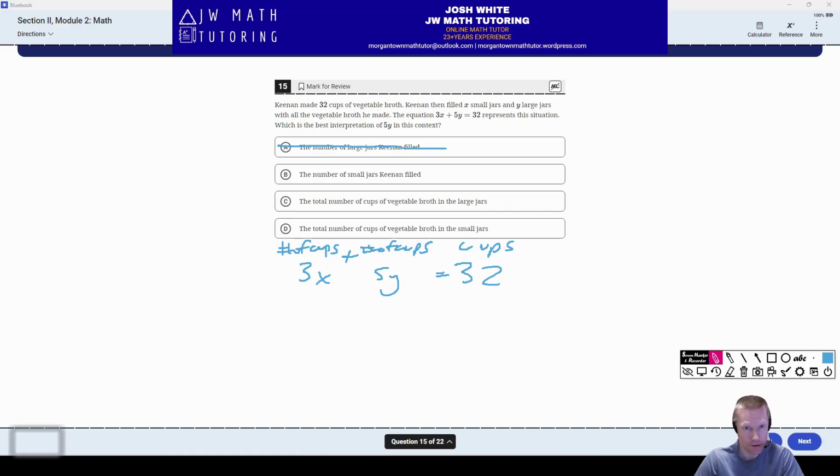So, okay, I just basically eliminated A and B. It's not the number of jars. It has to be the total number of cups. And then notice y is the number of large jars. So therefore, the correct answer for this has to be letter C. It's the total number of cups that come from large jars because of the fact that it has the y as part of it.